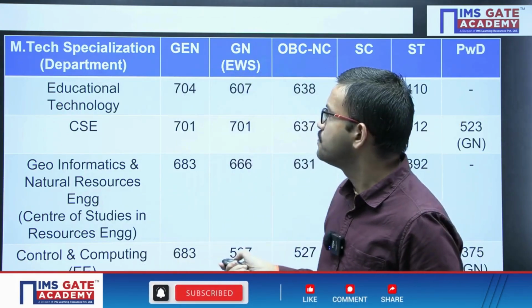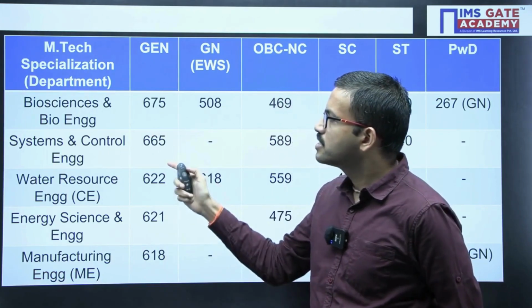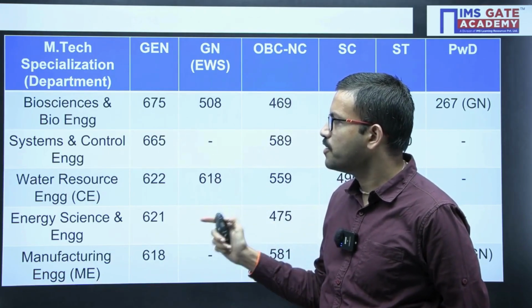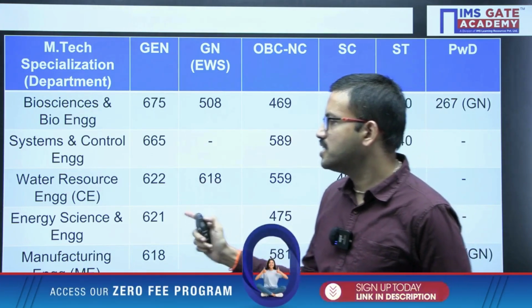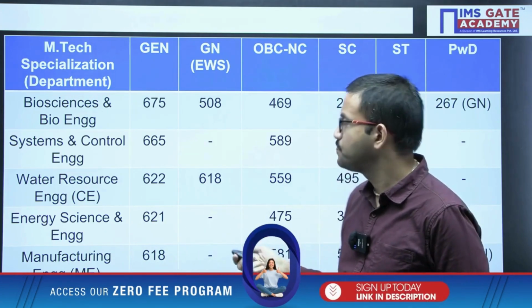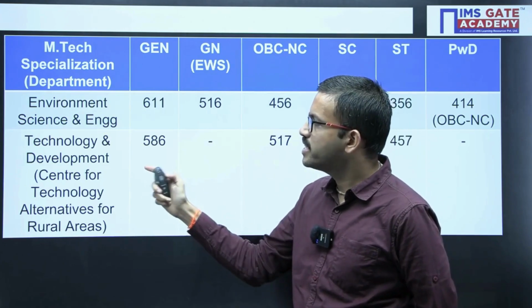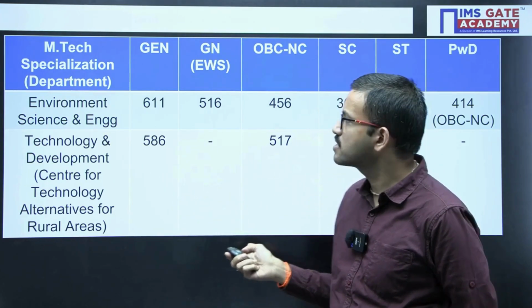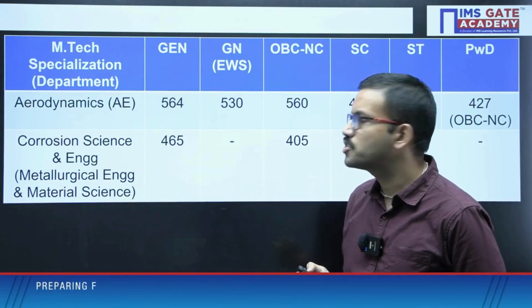Next, bioscience and bioengineering, 675; systems and control engineering, 665; water resource engineering, civil department, 622; energy science and engineering, 621; manufacturing engineering, 618. Then environment science and engineering, 611; technology and development, 586; aerodynamics, 564; corrosion science and engineering, 465.